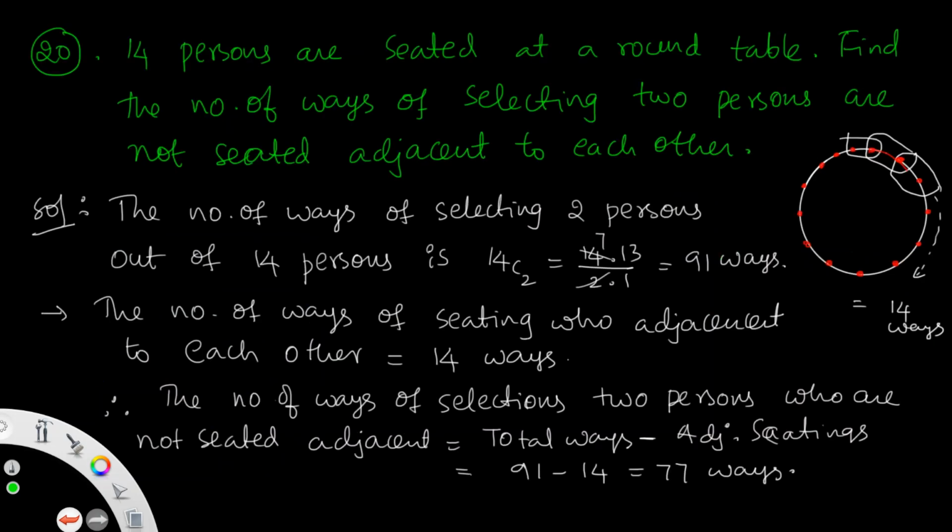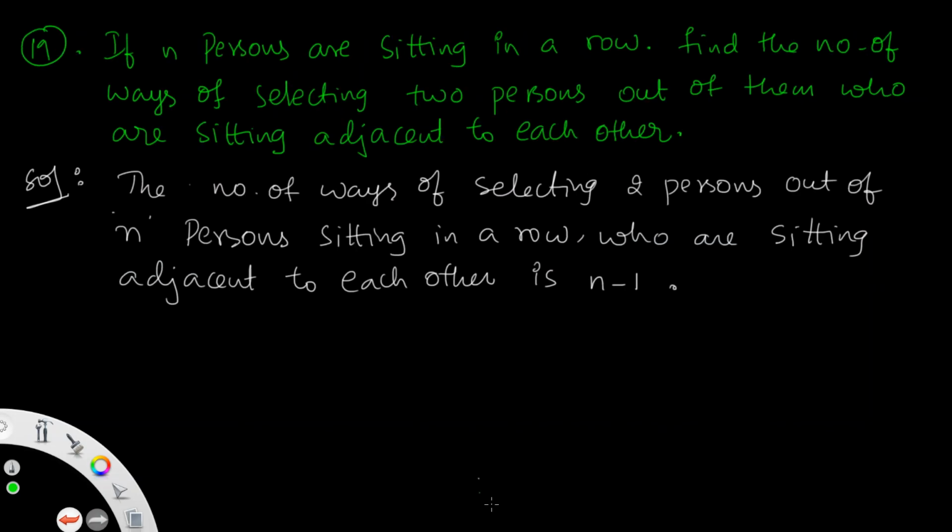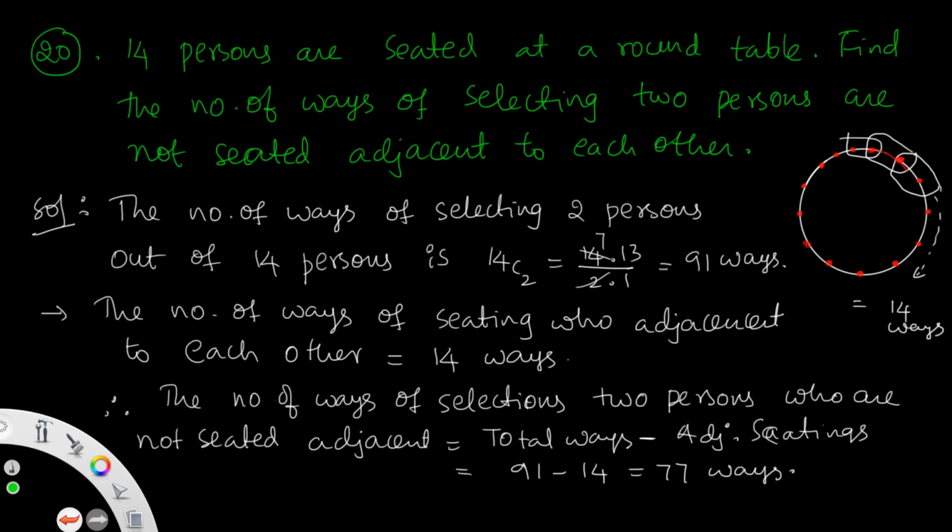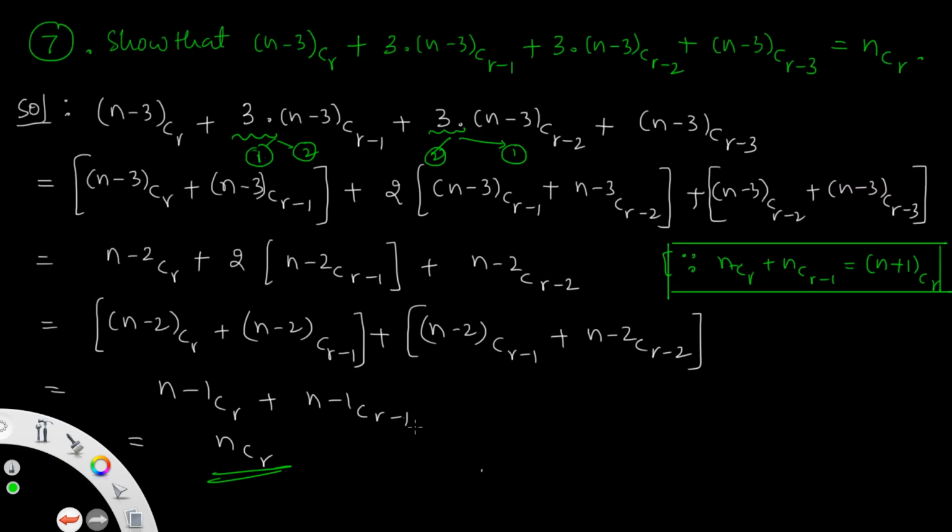Yesterday I left over some problem. Question number 7, I think. This one. Show that (n minus 3)Cr plus 3 into (n minus 3)C(r minus 1) plus 3 into (n minus 3)C(r minus 2) plus (n minus 3)C(r minus 3) equals nCr. So this is the question given. This is also based on the same formula, nCr plus nC(r minus 1) equal to (n plus 1)Cr.